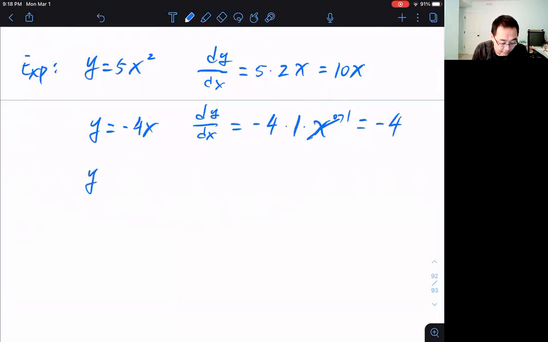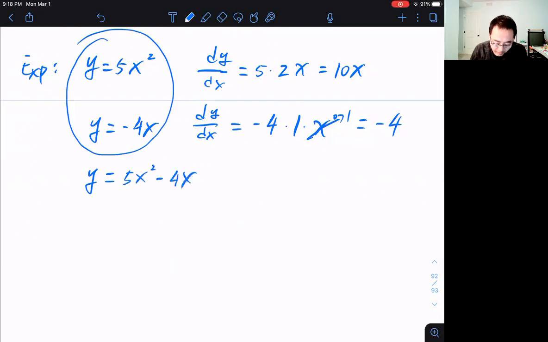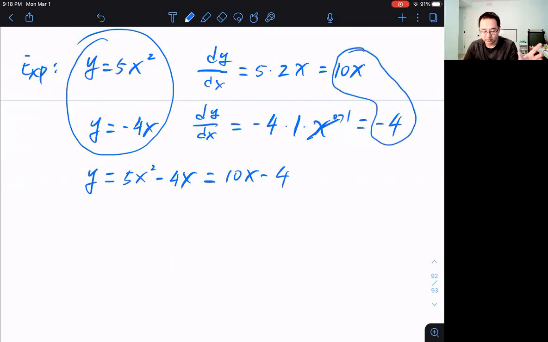What if y then equals the first two combined right here? So what if this equals 5x squared minus 4x? Well then, without having to calculate, you should know this equals 10x minus 4. Since the function now is the sum of the previous two functions, then dy dx equals the derivatives of the two previous functions added up together too.